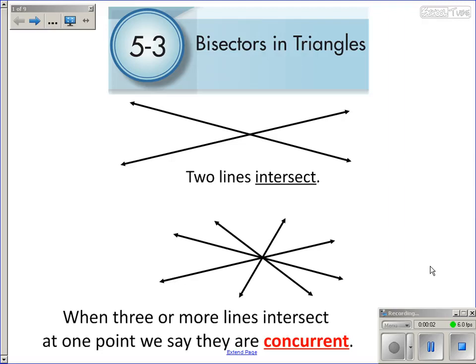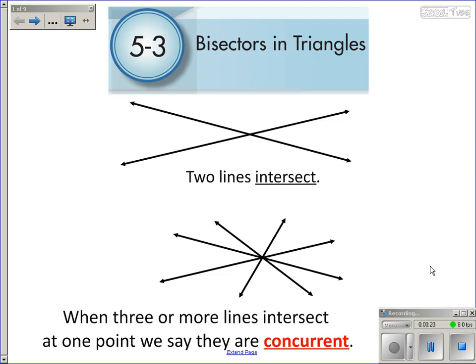In section 5-2, you learned about perpendicular and angle bisectors. In this section, section 5-3, we'll talk about how those bisectors are related in triangles. Now, before we do that, there's a very important vocabulary word that we need to cover.